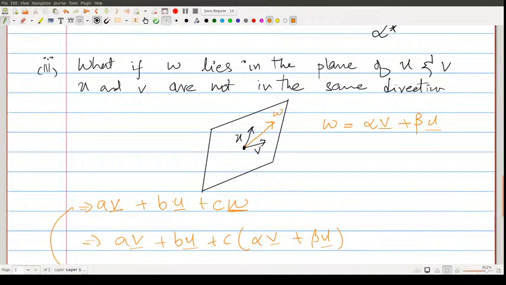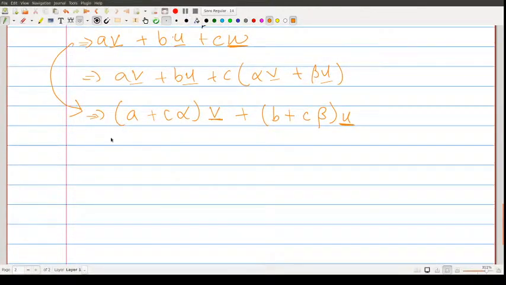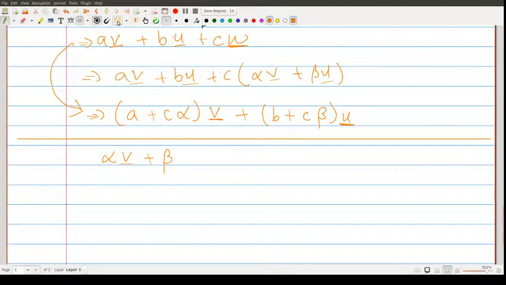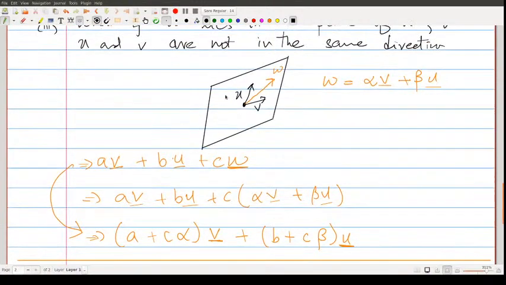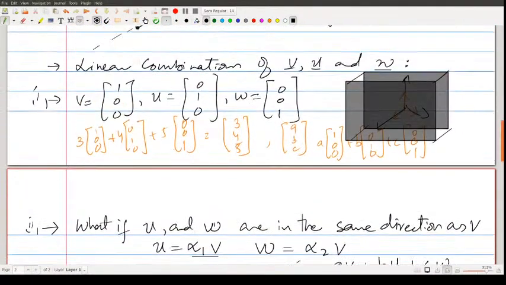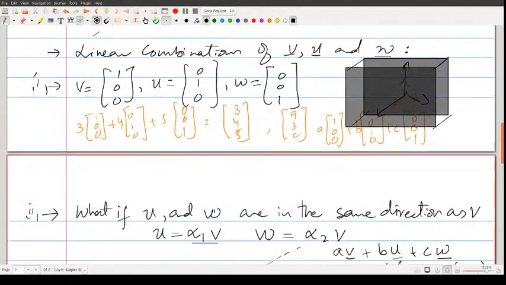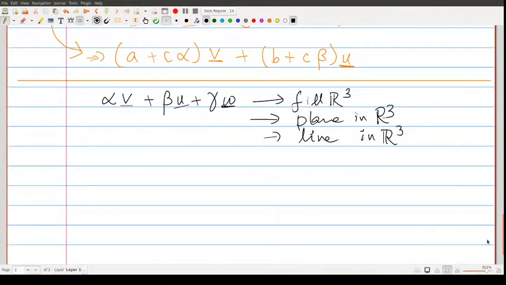So the three possibilities are that the linear combination alpha V plus beta U plus gamma W, and now these are different alphas and betas, can give you three possibilities. It can fill R3, or it can be a plane in R3, or it can be a line in R3. So in the third case, we were getting a plane. In the second case, we were getting a line. And in the first case, we were getting the whole three-dimensional space. Okay?